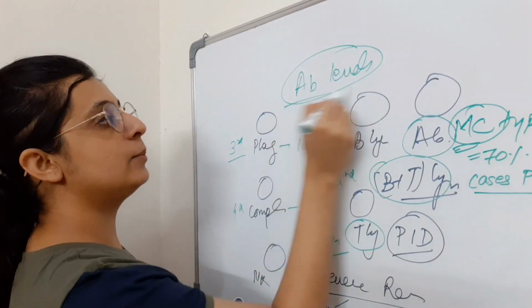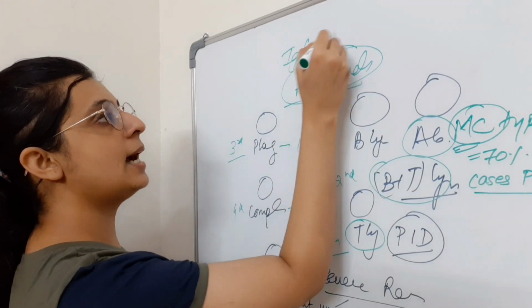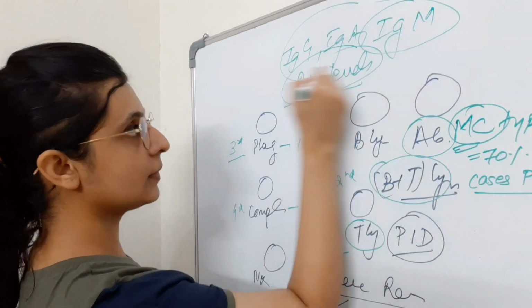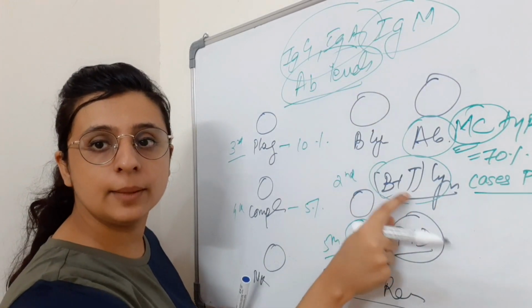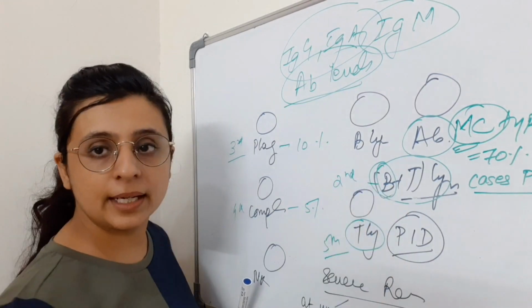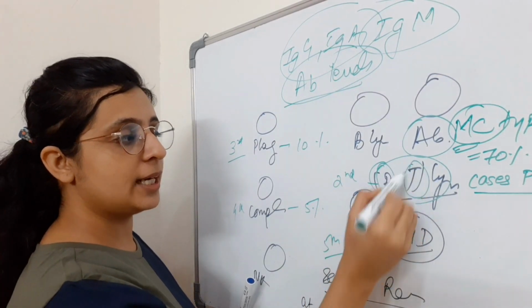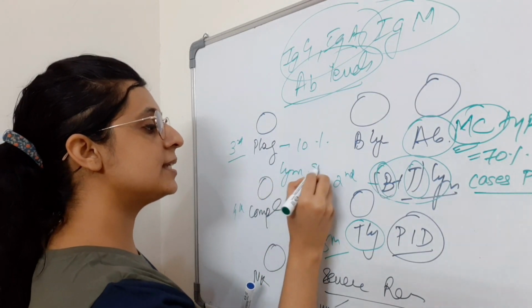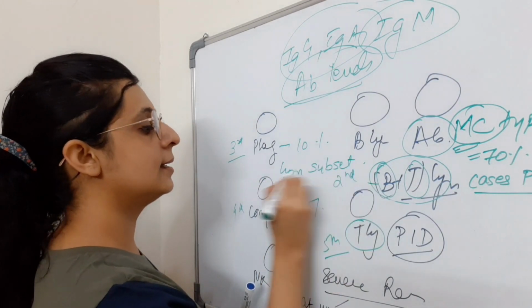It is the antibody levels, IgG, IgA, IgM, right? Next most common is B plus T lymphocyte. In order to detect B lymphocyte defect or T lymphocyte defect, what you should order? You should order lymphocyte subset analysis.